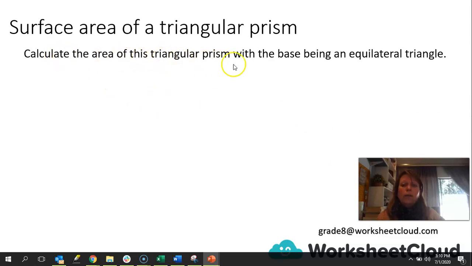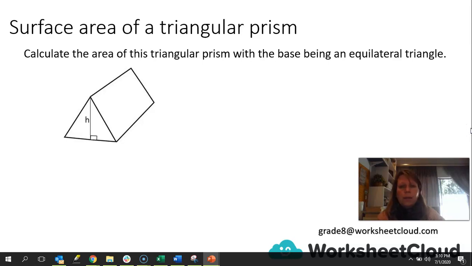Calculate the area of this triangular prism with the base being an equilateral triangle. That's important to note. Okay, so there we have our triangular prism with our height put in there, and we don't know this side, but let's have a look at what else we do know. We do know the height, which is 50. That's A, that's B, and remember it's an equilateral triangle, so whatever this is, those two are going to be the same. And we are told that is 30 millimeters. So we've got one of the sides of our equilateral triangle, which means all the sides are the same. And we have got our height, which is 50 millimeters.